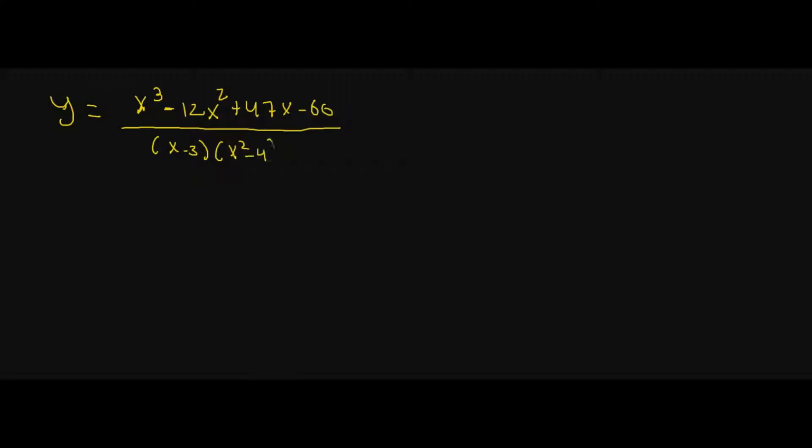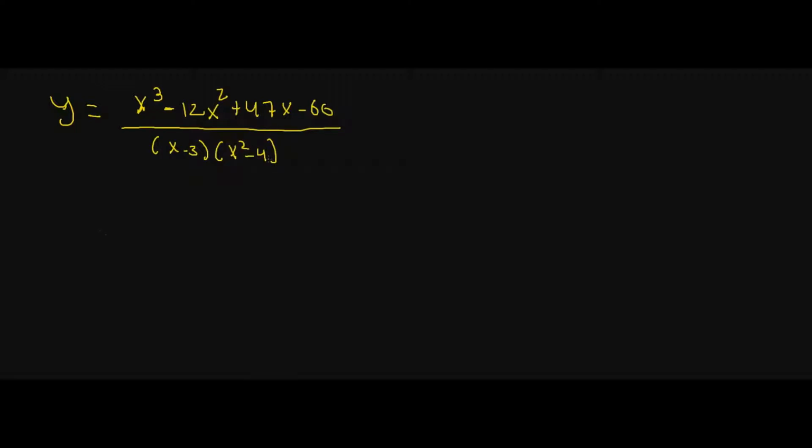So, all right, let's go ahead now and do an example like this one that's a little bit more challenging, and this is kind of exceeding level, I would say, on a test. Let's say we have x to the third minus 12x squared plus 47x minus 60, all divided by x minus 3 and x squared minus 4.